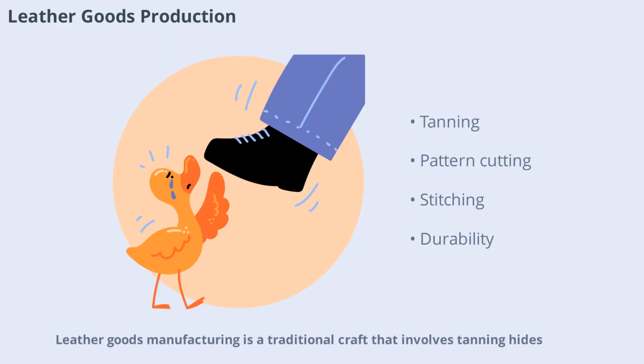Leather goods manufacturing is a traditional craft that involves tanning hides, cutting patterns, and stitching products by hand or machine. Factories produce shoes, bags, belts, and more, combining durability with style. Skilled workers ensure each item meets high standards of quality.